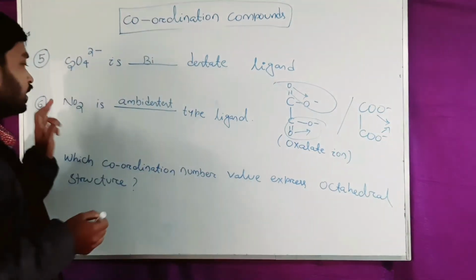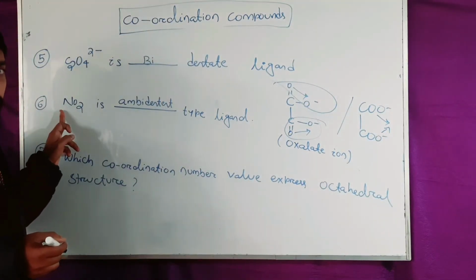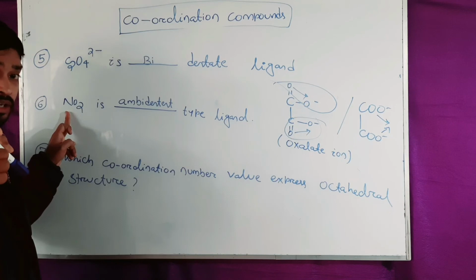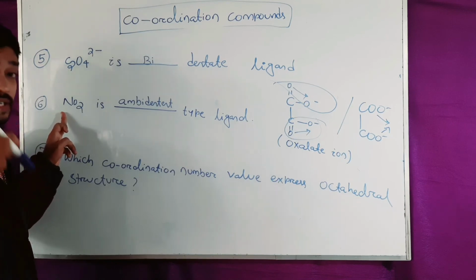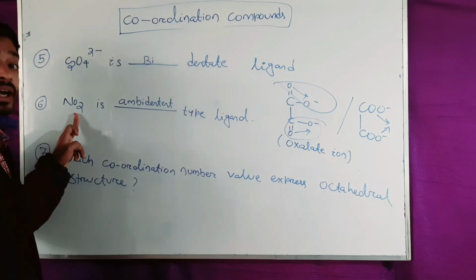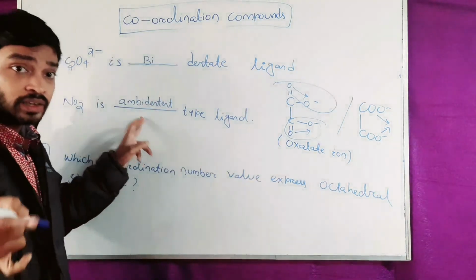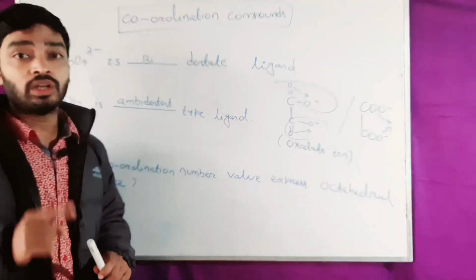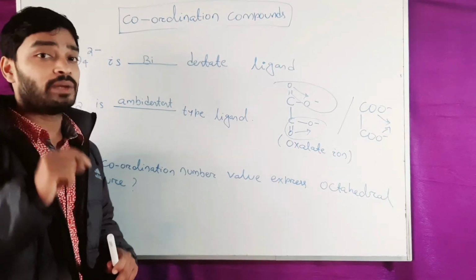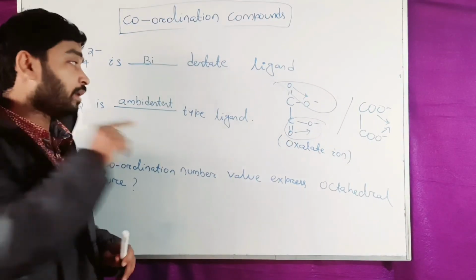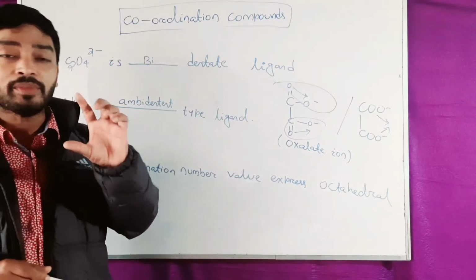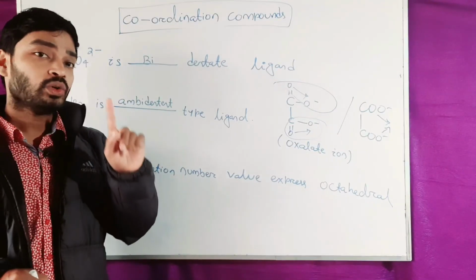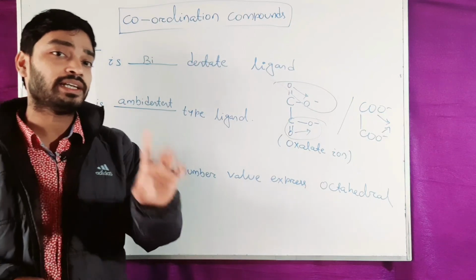That means in NO2, nitrogen is one donor atom and oxygen is another type of donor atom. If NO2 donates a lone pair from nitrogen at a single time or from oxygen at a single time, at that time it is termed an ambidentate ligand. Or you can define it as when a polydentate ligand donates a lone pair of electrons from a single donating site, at that time it is termed an ambidentate ligand. That means an ambidentate ligand is from polydentate ligand, but the specific feature is that it donates a lone pair of electrons from a single donating site at a time.